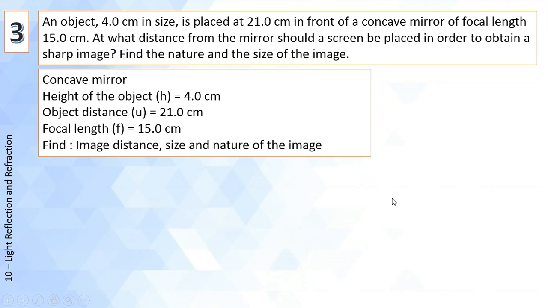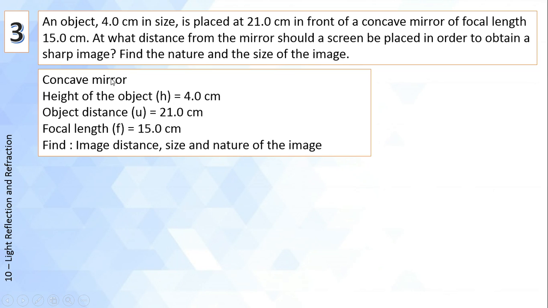The question is: an object 4 centimeter in size is placed at 21 centimeter in front of a concave mirror of focal length 15 centimeter. At what distance from the mirror should a screen be placed in order to obtain a sharp image? Find the nature and size of the image.